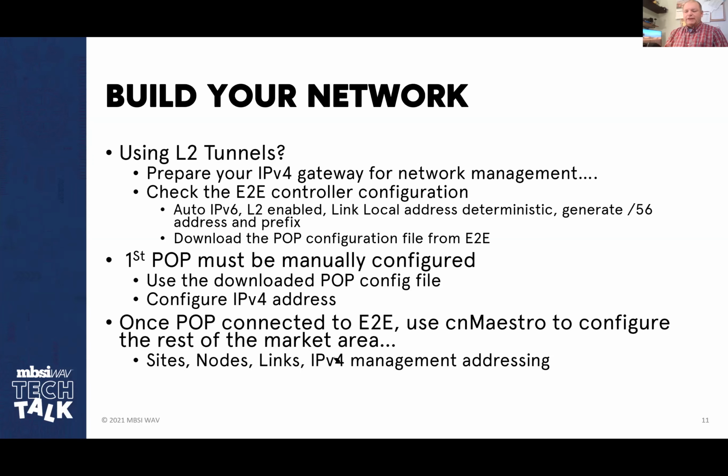So the only thing that we really have to do is manually configure the first POP. And there's an easy way to do that. Once the EDE controller is up, we download a file from the EDE controller, a little JSON file, and we use that file to configure the connection parameters in the point of presence. Then the point of presence will be connected to the EDE controller. We'll see it come up and turn green on the map, that kind of stuff.